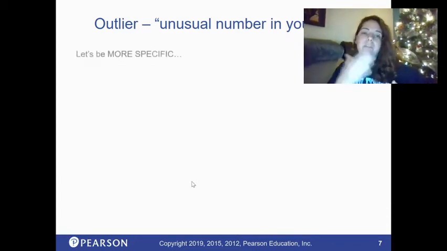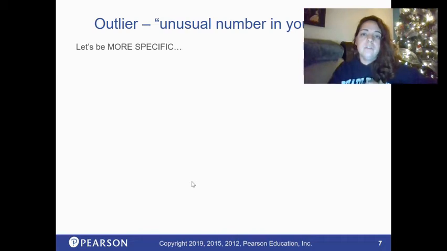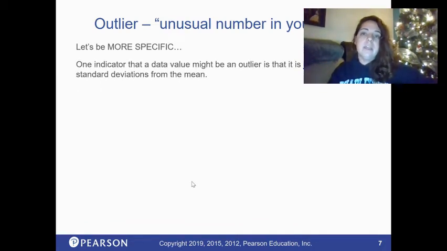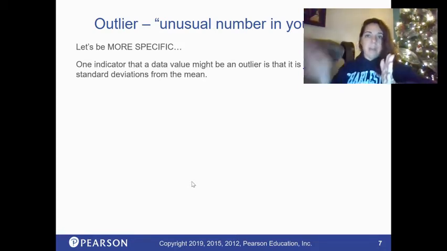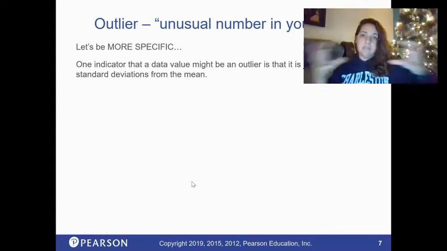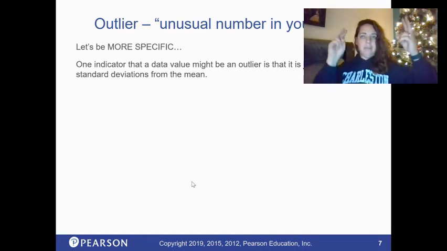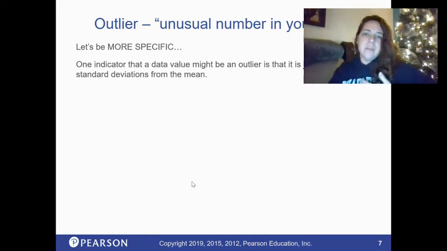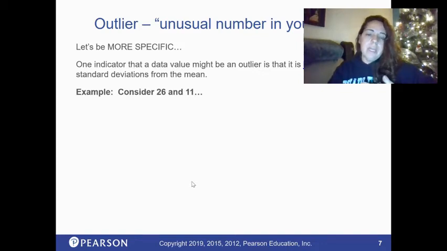So they came up with a few different ways to specifically talk about outliers. And one of the ways that we're going to talk about right now is if the number is more than 2.5 standard deviations, either bigger or 2.5 standard deviations smaller than the average. So it's about how far away it is from the average, not just is it a weird answer, right? So now we can calculate it. So let's look at an example.